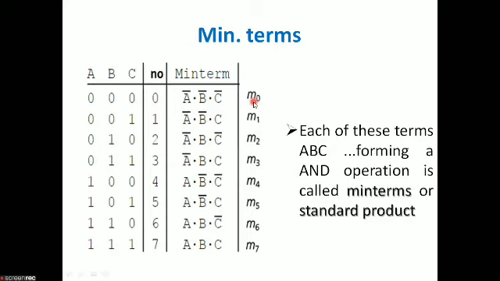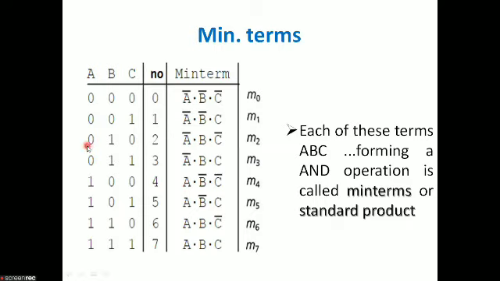This is min term 0, min term 1, min term 2, min term 3, 4, 5, 6 and 7. It goes on like this. So what will be this one? This term 0, 0, 1 means this is decimal number 1. So 0 means it is A bar. Again here 0 means it is B bar, and this 1 means C.